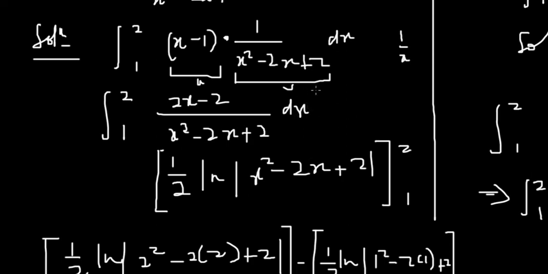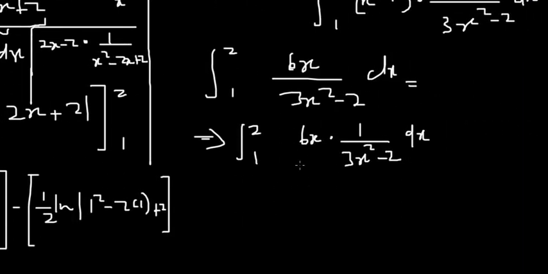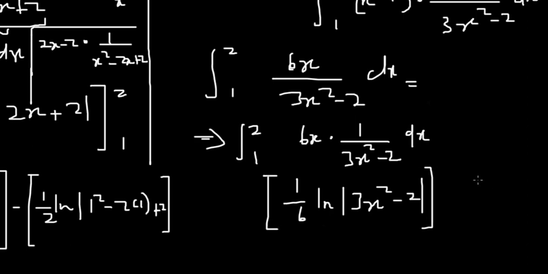So from here you could also picture it in this format. So let me rewrite that. It could also be 2x minus 2 multiplying 1 over x squared minus 2x plus 2. So you could just rewrite that in that format, and then from here we have 1 over 6 ln of this expression. So we have the absolute of 3x squared minus 2, and then you introduce your limits.